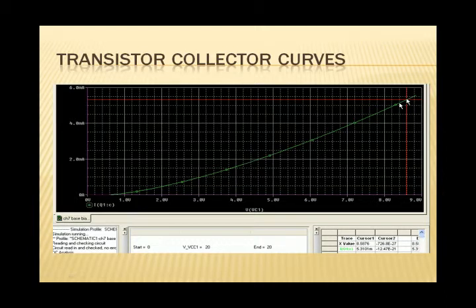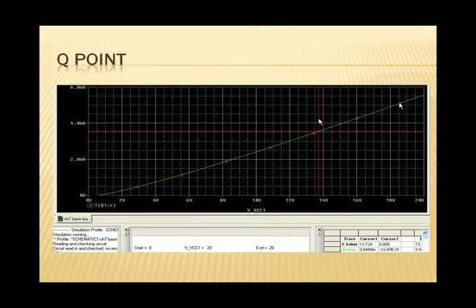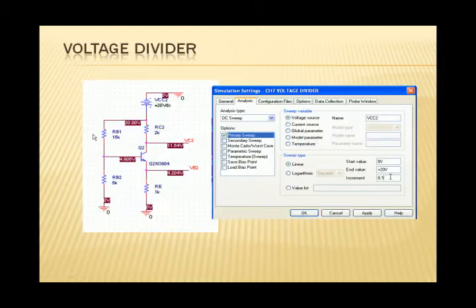Now, in order to get amplification, we need a Q point, a point which is not at the cutoff or at the saturation. So this is the point which is in the middle of the circuit. It's nearby 3.5 something milliampere.